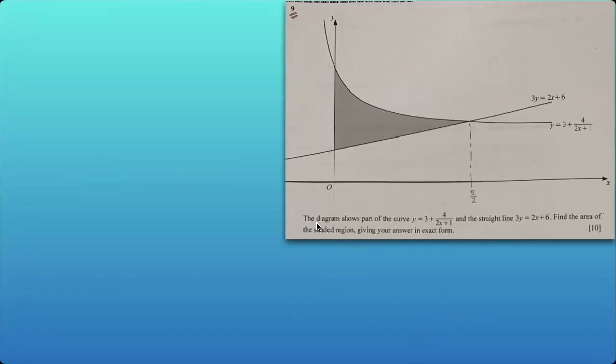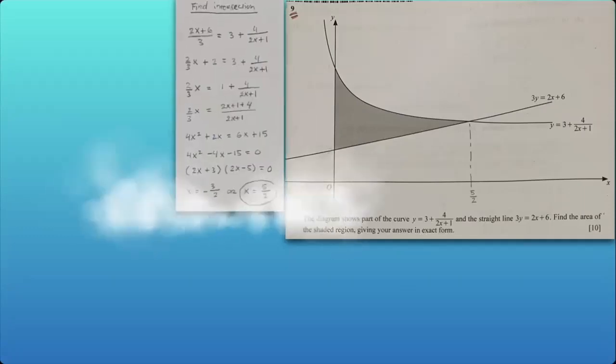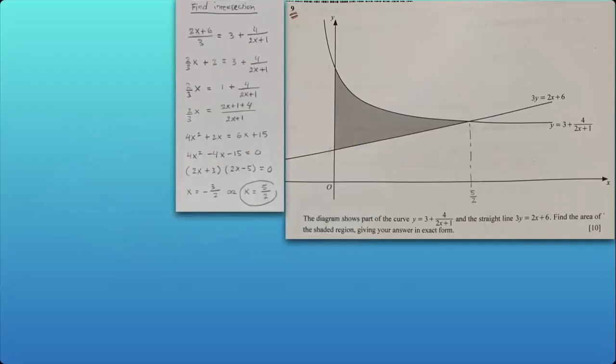Question 9. We are given this diagram that shows part of the curve, this one here, and also the straight line 3y is equal to 2x plus 6. And then we are asked to find the area of the shaded region, giving your answer in exact form. Well, we need to find the intersection between the curve and the straight line. That one there, yeah. So we equate them.